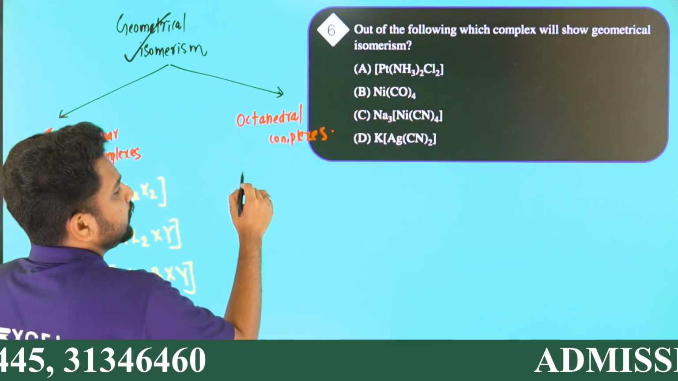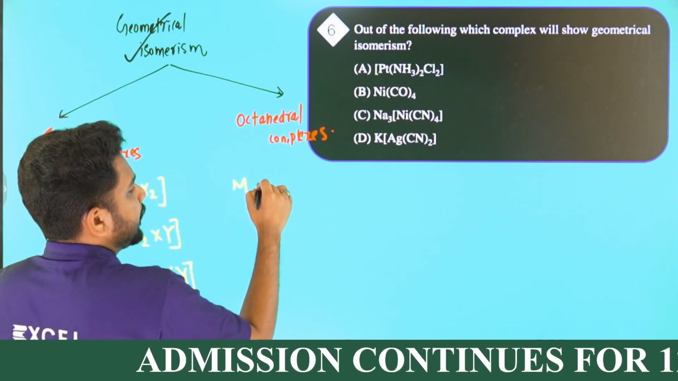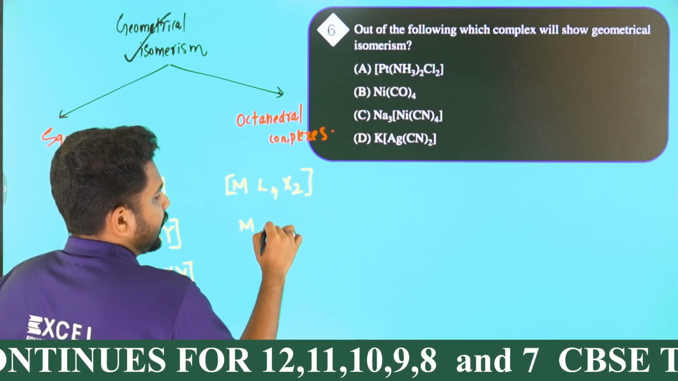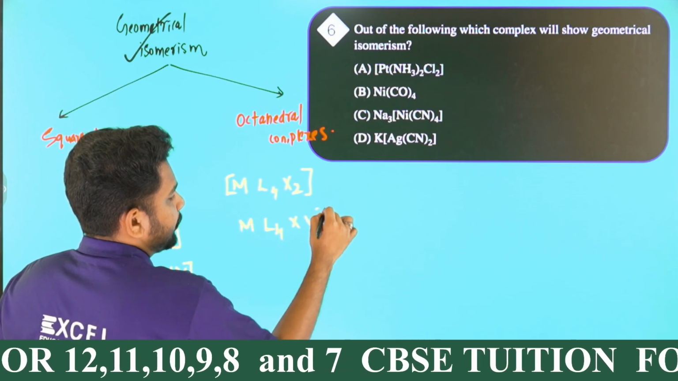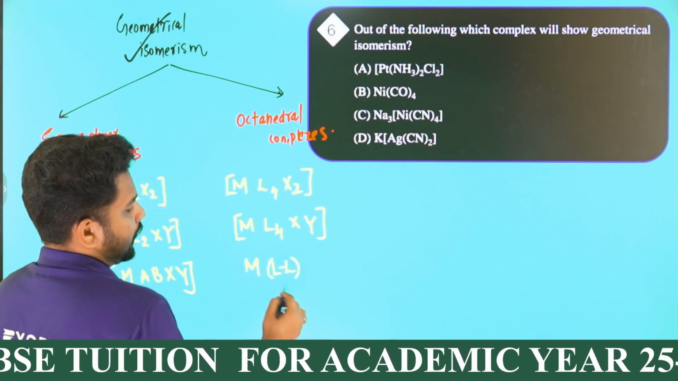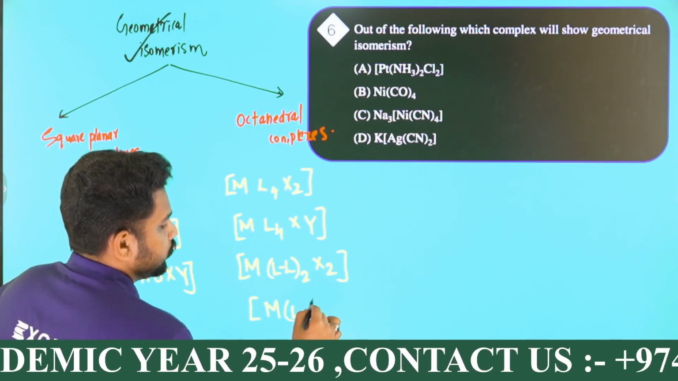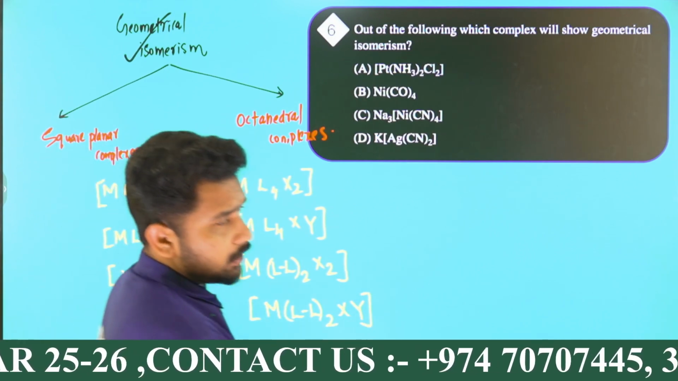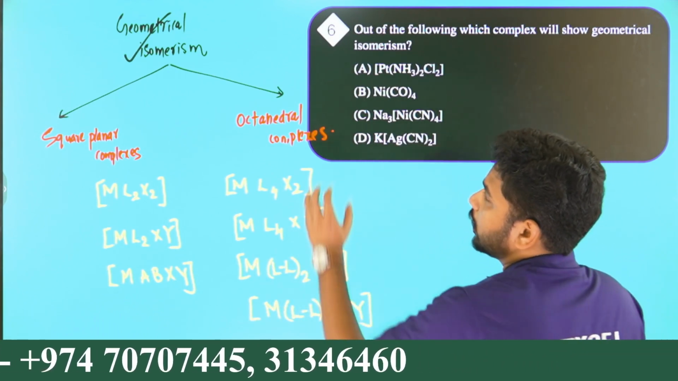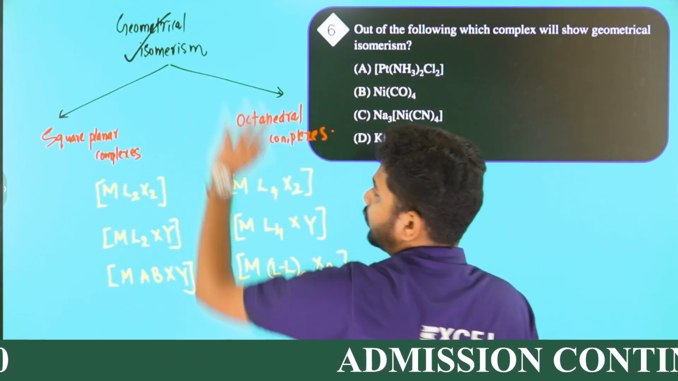And if you want to find octahedral complexes, what will you do? For octahedral complexes, these are the general formulas to remember. First, ML4X2. Second, ML4XY. Third, M(LL)2X2. And fourth, M(LL)2XY. Yes, these are the general formulas for coordination compounds showing geometrical isomerism. These are for octahedral complexes and the earlier ones are for square planar complexes.